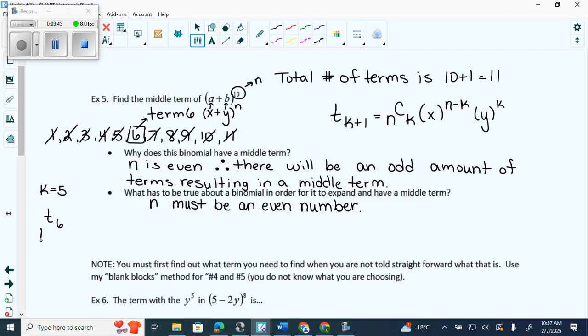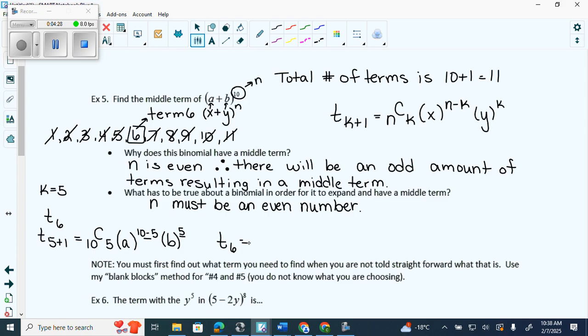So we're going to get t sub 5 plus 1, which is going to get me term 6. And then we're going to say n, which is 10, c k, which is 5, x is a to the 10 minus 5, and y is b to the 5. These exponents will always add up to n, right? Because you're doing 10 minus k, and you're just doing k, so you should add up to n. And then we just have to do the math. So we're going to get term 6 equals 10c5. What's 10c5?